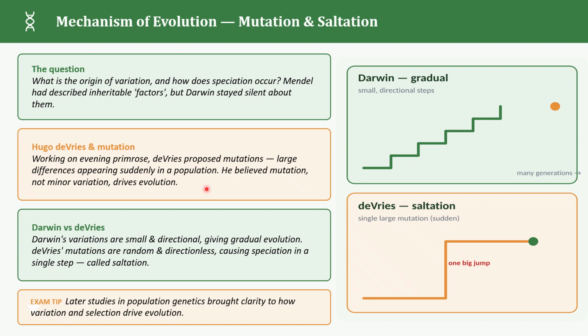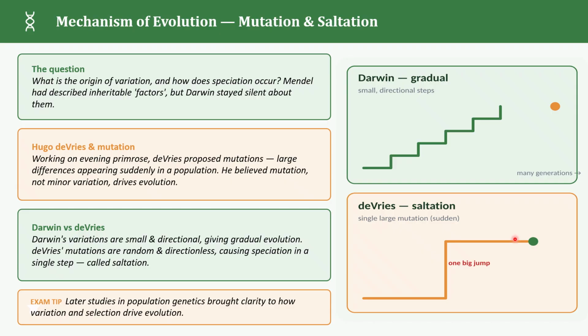Now Darwin and Hugo de Vries. According to Darwin, evolution happens slowly, and small inherited variations accumulate over many generations. This is called gradual evolution. But Hugo de Vries believed a large mutation can produce a new species in a single step. Can you see here? This is Darwin, taking gradual increase. Here, in a single step, you can produce variation. He called this saltation.